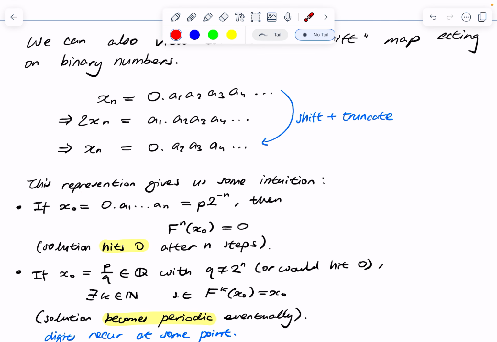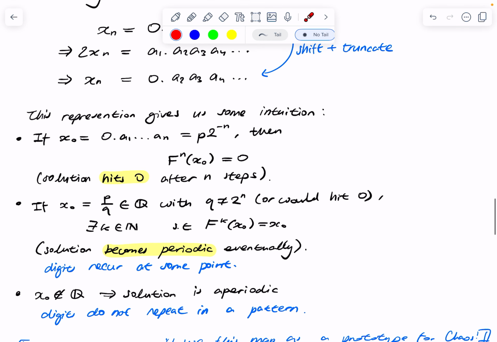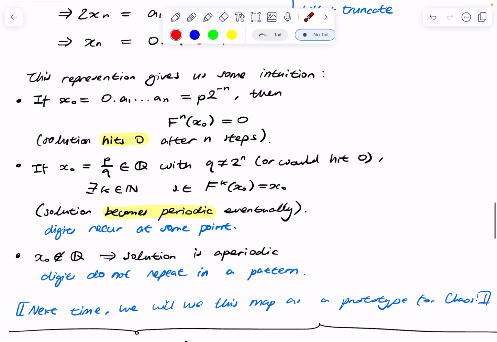Through this representation, excuse my spelling here, we can get a bit of intuition on what the map does for different starting points. If we start with something of this form, say x0 is equal to a finite decimal representation in binary, or you can write it as some number p times 2 to the minus n, then clearly after n iterations, because we've shifted it n times over, we're going to arrive at the fixed point 0. So the solution hits 0 after n steps. Or you could just say that for general n, the solution is going to hit 0 eventually.